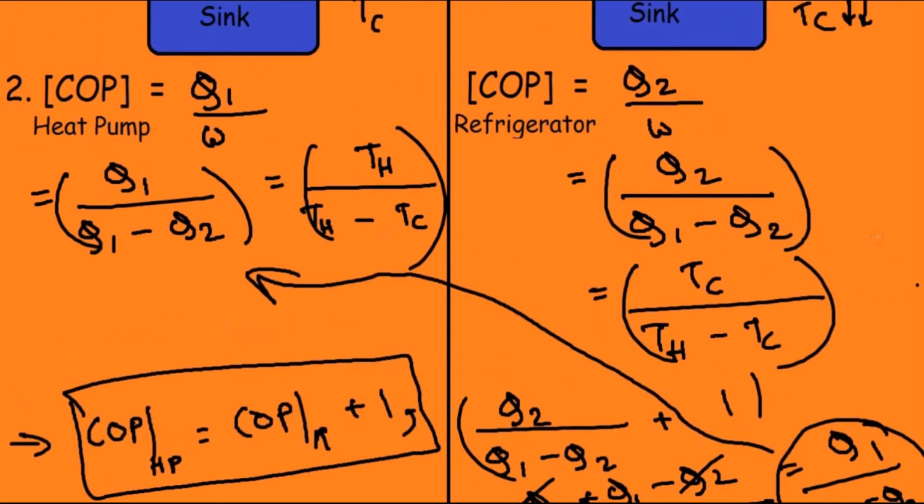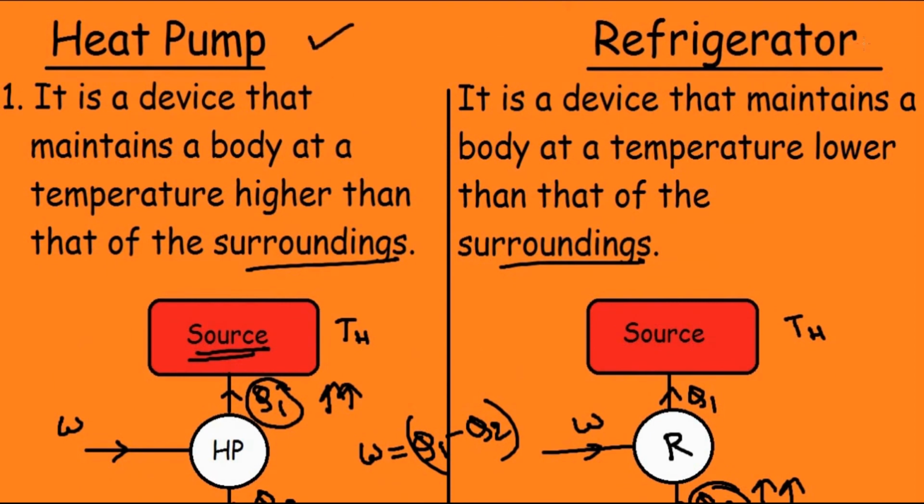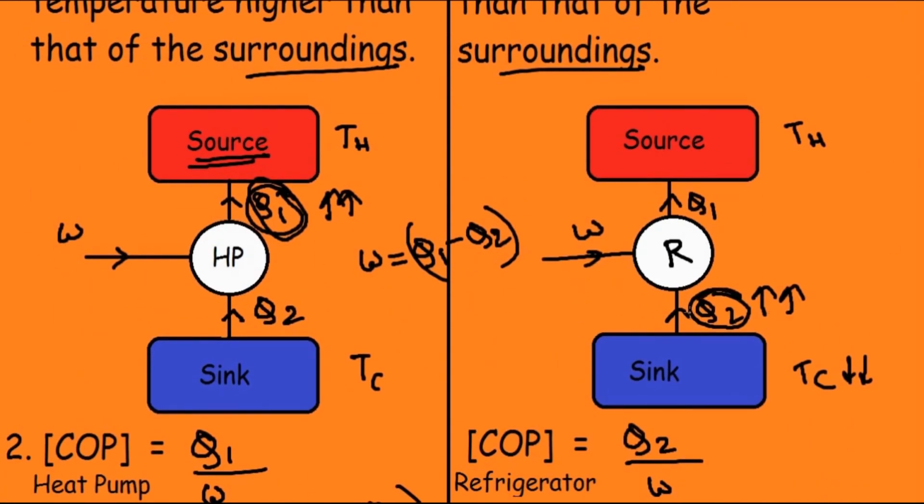So these were the differences between heat pump and refrigerator. The main point to notice here is that for the heat pump the desired effect is to increase this Q1, and for the refrigerator the desired effect is to increase this Q2, which is the heat taken from the sink.